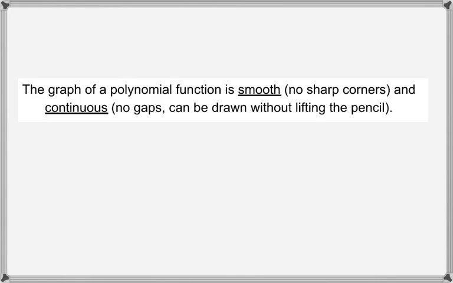So the graph of a polynomial function will be smooth, meaning it's not going to have any sharp corners like our absolute value function has a sharp corner at the origin. We won't have any sharp corners like that. And it'll be continuous, meaning that we can draw the entire graph without picking up the pencil.